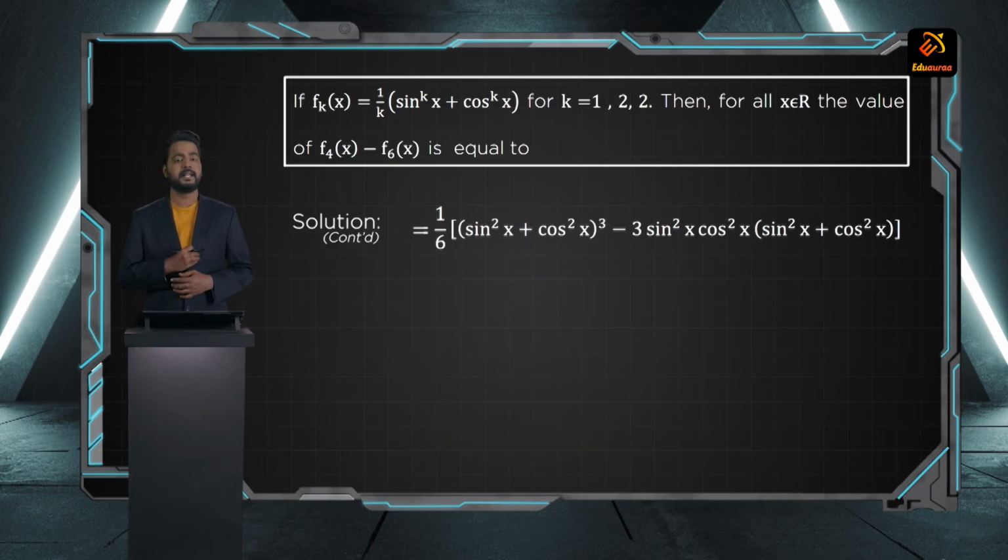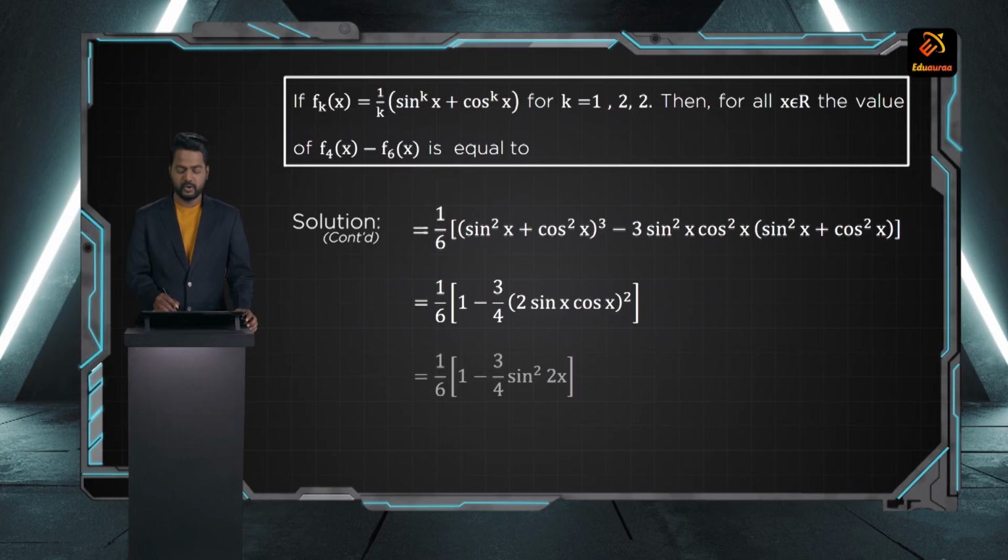In a similar way, sin^6 x plus cos^6 x can be written as (sin^2 x plus cos^2 x) whole cube minus 3 sin^2 x cos^2 x times (sin^2 x plus cos^2 x). Now wherever it is sin^2 x plus cos^2 x, it can be written as 1. So f6(x) will be equal to 1 upon 6 into (1 minus 3 by 4 into (2 sin x cos x) whole square). So it will be 1 by 6 into (1 minus 3 by 4 sin^2 2x). On opening, it will be 1 by 6 minus 1 by 8 sin^2 2x. This is nothing but f6(x).